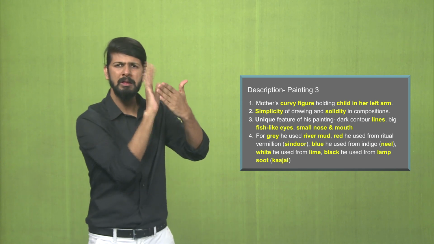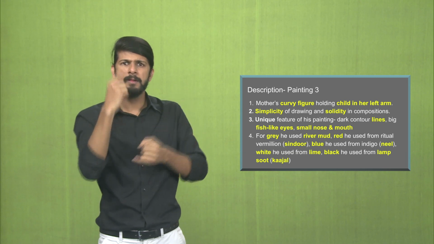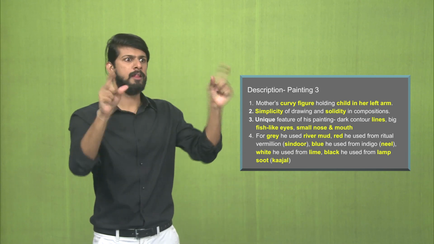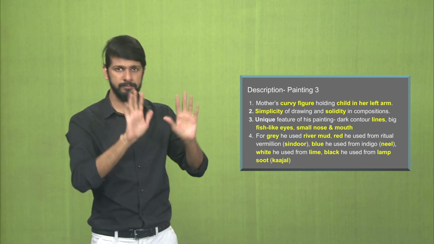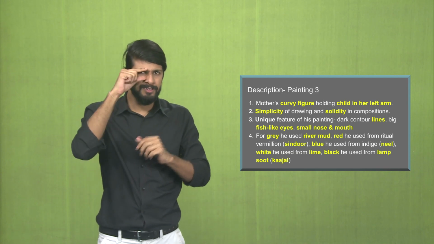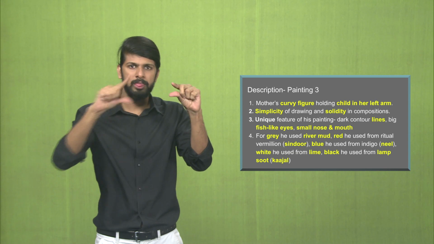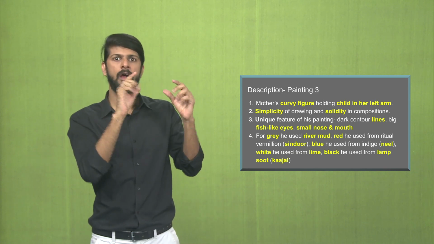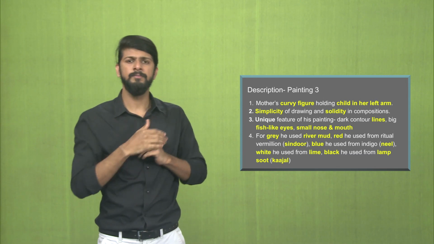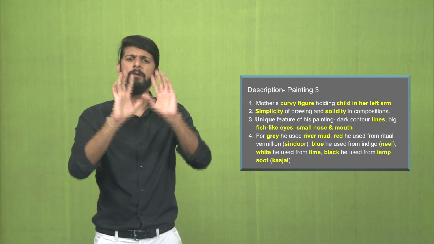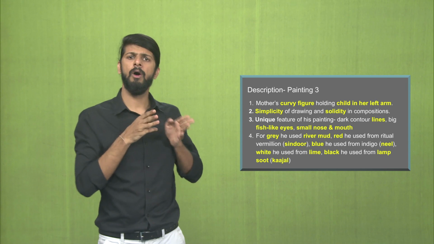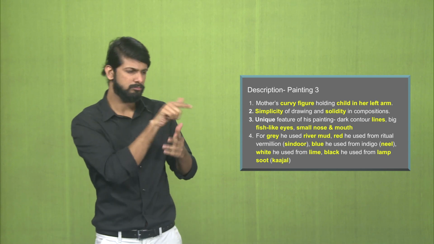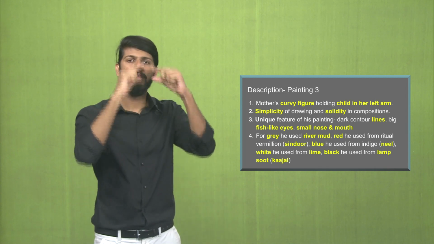The unique features of his painting were the dark contoured lines and big fish-like eyes, whereas the nose and the mouth were really small. These are the unique features of Jamini Roy's style.